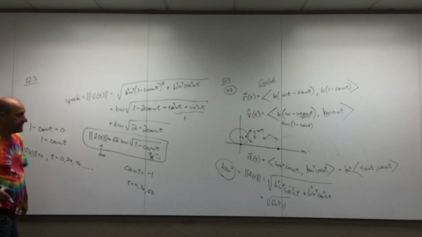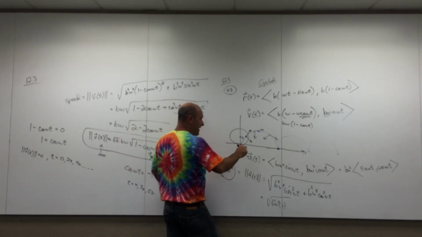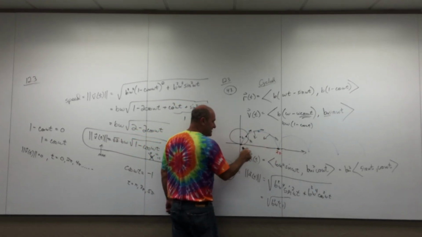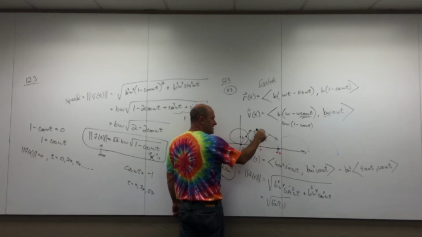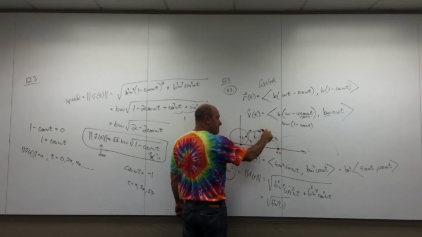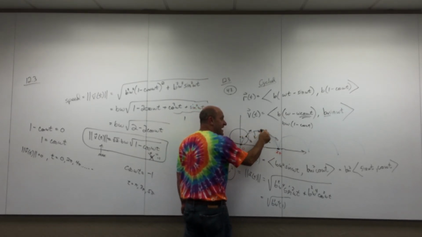Which is where? I guess it's the halfway point. That's probably here, right? If that was 2 pi and this was 0, then this is probably pi. And that's where I've got the maximum speed. That's where this little particle is traveling the fastest at that time.